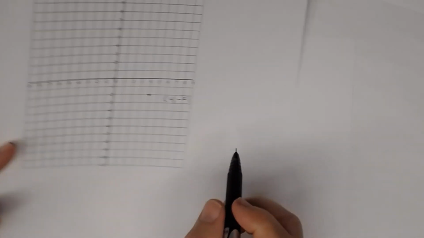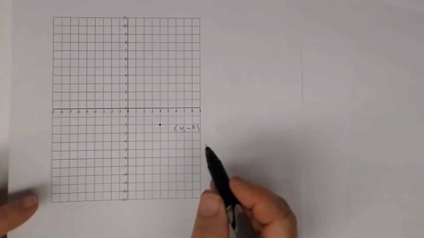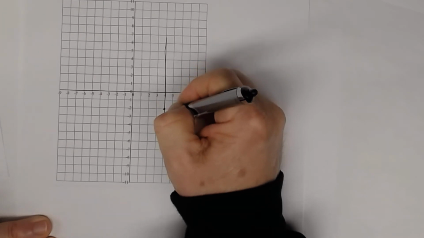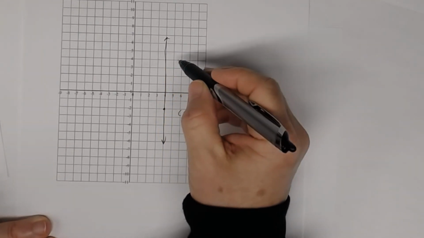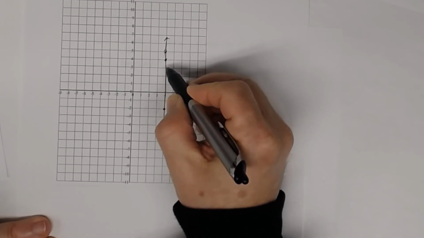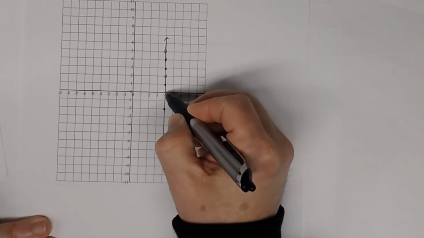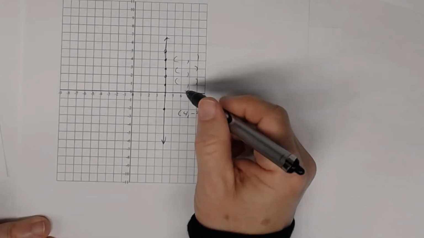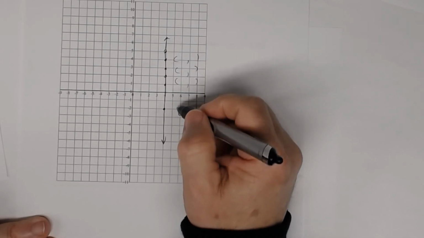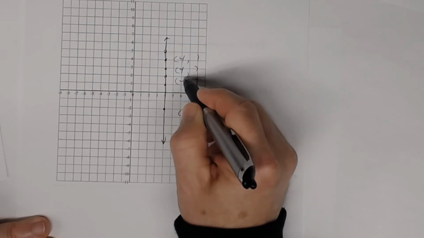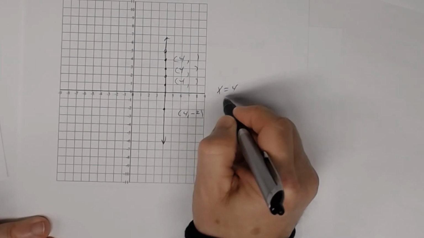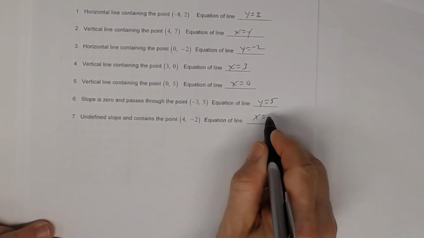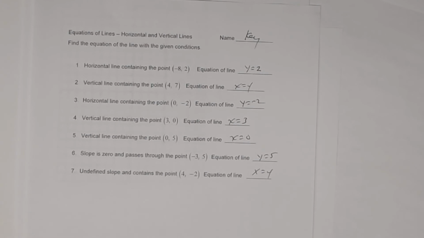And since the slope is undefined, it's a vertical line. So I'm going to draw a vertical line. Very simple, right? Not difficult at all. So here's the vertical line right here. And again, let's ask ourselves, what is special about all of these points on this vertical line? Well, they have the x-coordinate in common. All these points have x-coordinate 4. So x equals 4 would be the answer. So in number 7, you would say x equals 4.